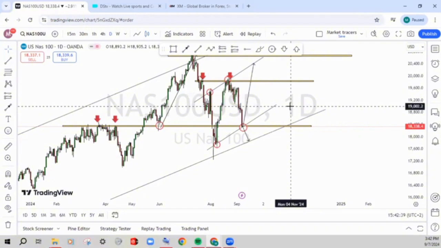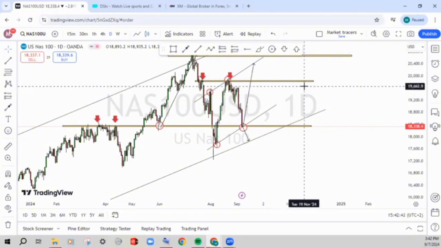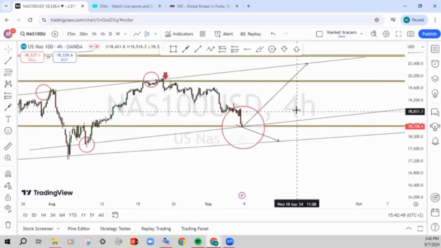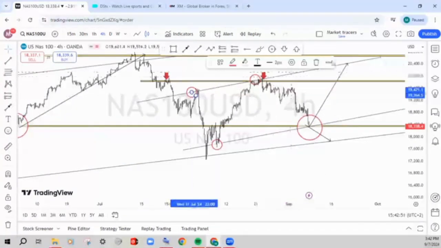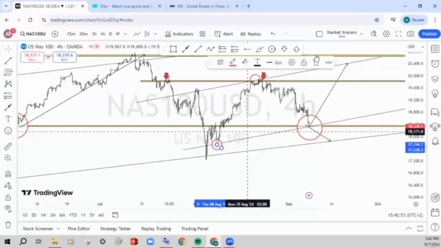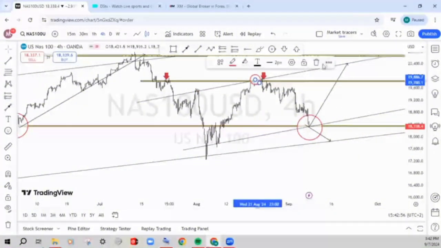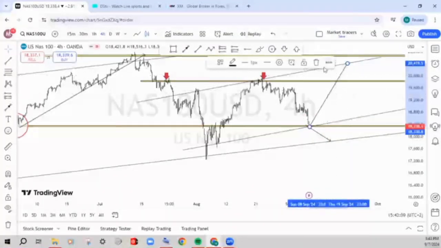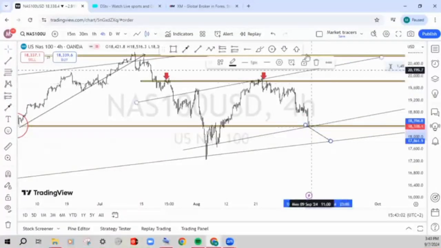Once it breaks and gives me a retracement, I will know that this level, which was rejected as a support, if it breaks and retests it, will be a resistance. That is when I will be looking for selling opportunities. But right for now, I'm looking for buying opportunities because our support zone hasn't yet broken.